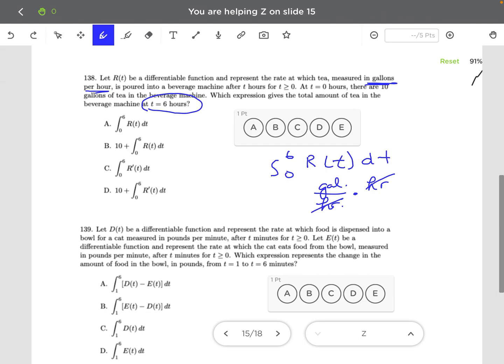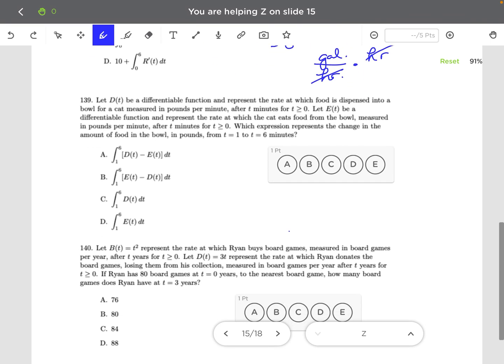This will give you the additional tea that goes into the machine, but then this is telling us that there were 10 gallons to start with, so you want to make sure that you add that 10, because I want to know how much is there at the end of 6 hours, not just in that time interval. So B would be the correct setup.